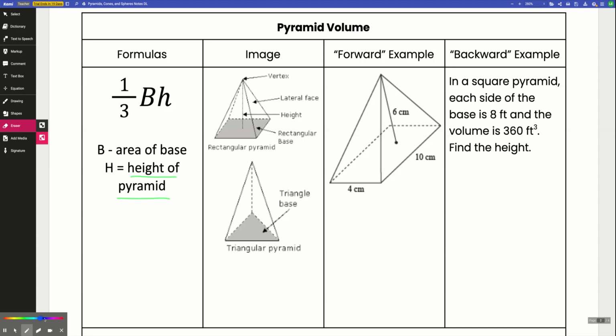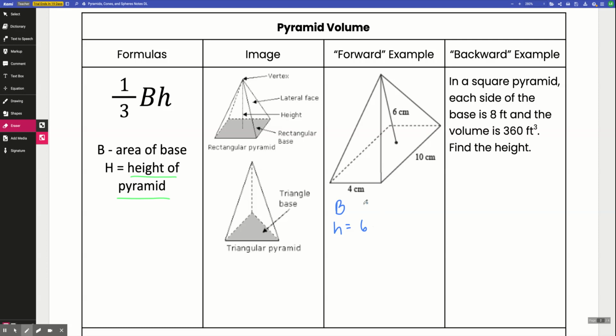Okay, so this formula works no matter what the area of the base shape is. It doesn't really matter. So let's go ahead and do this first example here. I want to find the volume of this rectangular pyramid right here. So I know I need the area of the base shape, and I also know I need the height of the pyramid. Well, the height of the pyramid they give me, it's 6.